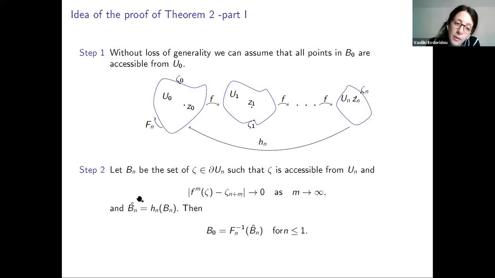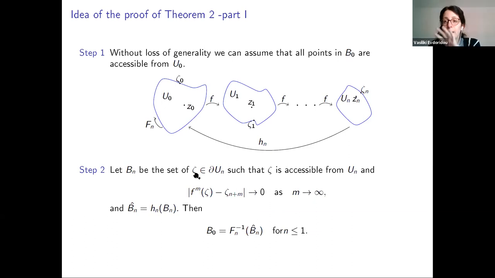And now we define the sets B_n hat, which are defined using our map h_n. So B_n hat is h_n of B_n. What does this mean? It means that all the B_n hats, contrary to the B_n, belong to the boundary of U_0. So now we are on the boundary of U_0 and we have our sets B_n hat and our B_0, which was always there, which are the forward images of B_n under h_n. And it is not difficult to show that if we define it this way, then B_0 is actually F_n^{-1} of B_n hat. So we are going to use this later. This is important for us here.